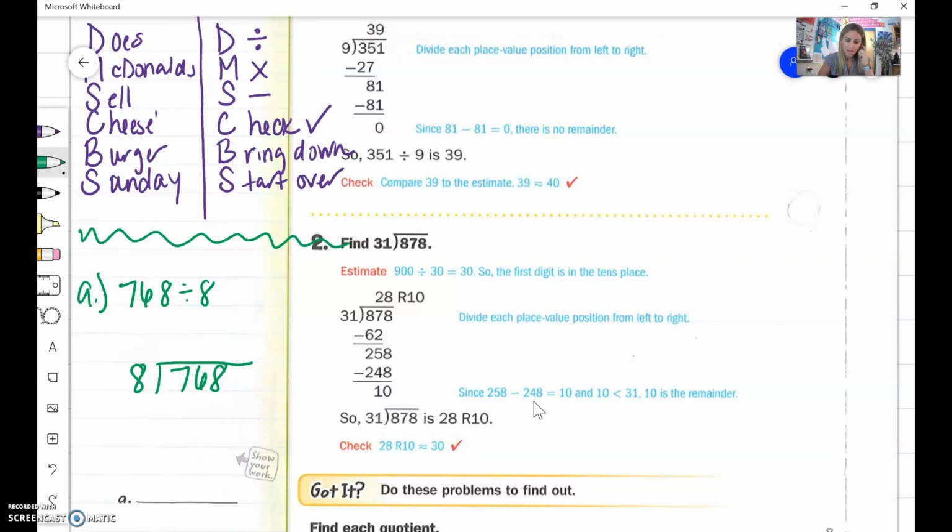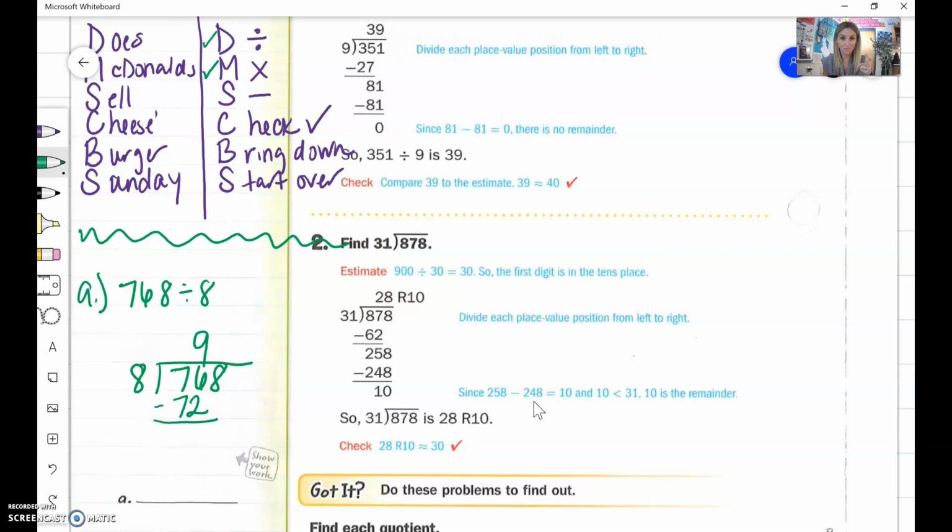So here we go. If I start with 7, can I make a group of 8? No. If I have 76, can I make a group of 8? Yes, I can make 9. So I first divided. So I can make 9 groups. Now I'm going to multiply. So I've done my D, my check mark. Now I'm multiplying. 9 times 8 is 72. I've multiplied. Notice that I'm checking it off.